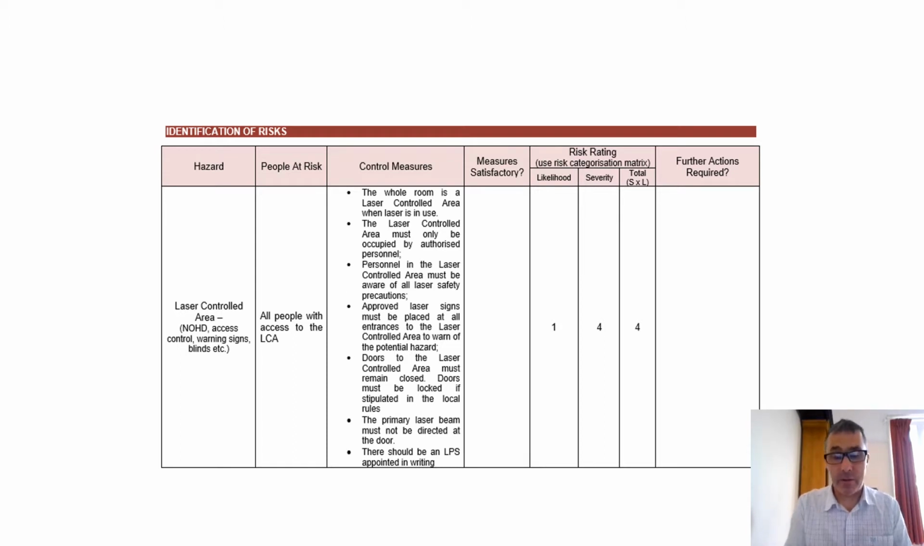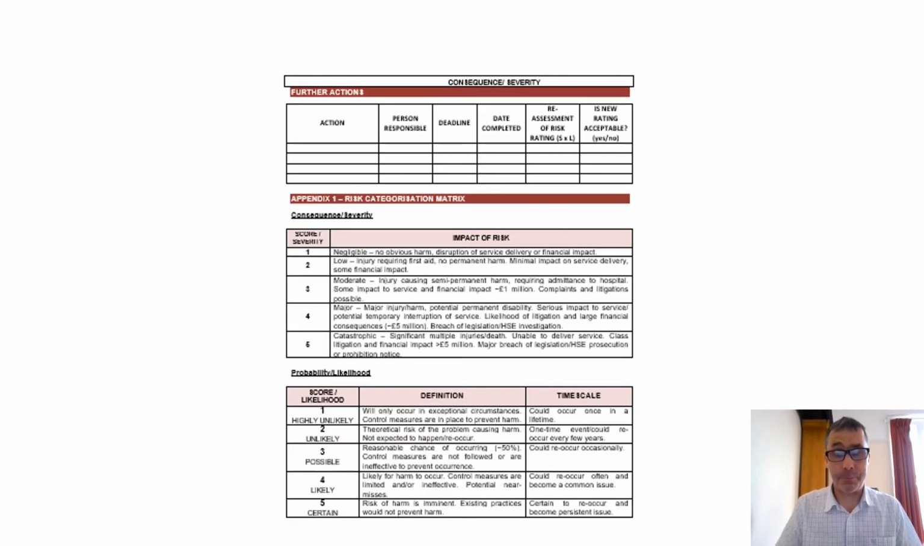And this talks about the controlled area, so it's an assessment of all of the kinds of things that you'd expect to see: access control, laser signage, and warning lights, and they've all been assessed there. We'll come on to the risk rating in a minute, but you can see that the total rating there gives us a risk of 4. And having gone through all of those things, you'd then expect to see a summary page here.